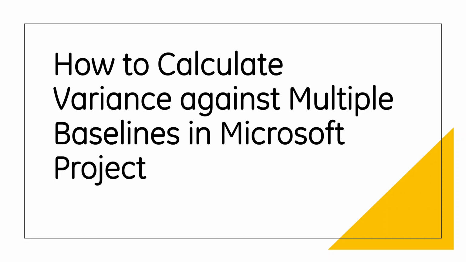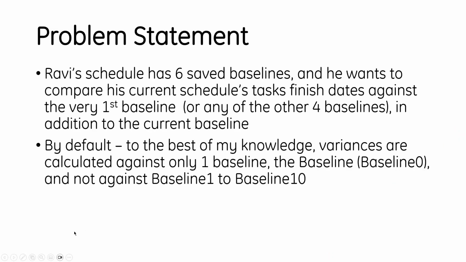For our tutorial today, we're looking for a way to calculate variance against multiple baselines in Microsoft Project. This tutorial is at the request of one of the subscribers to this YouTube channel, Ravi. His schedule currently has 6 saved baselines, and he's looking for a way to compare his schedule's finish dates against the very first baseline that he saved, and also, if he can, against any of the other 4 baselines in addition to the current baseline.